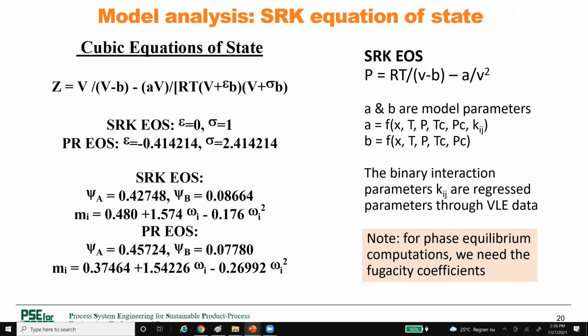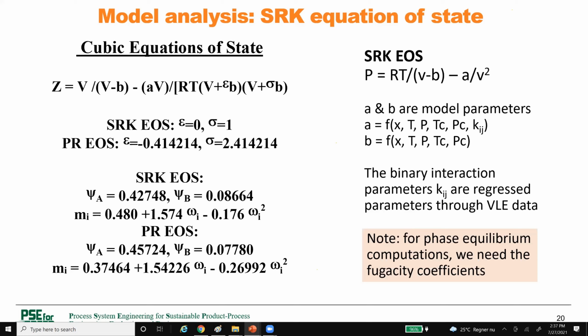And this equation has A and B parameters, and within the A parameter, you have the binary interaction parameter Kij. And because you need to fit the Kij with molecular data, therefore it is not predictive. For every new binary mixture, that Kij needs to be predicted.